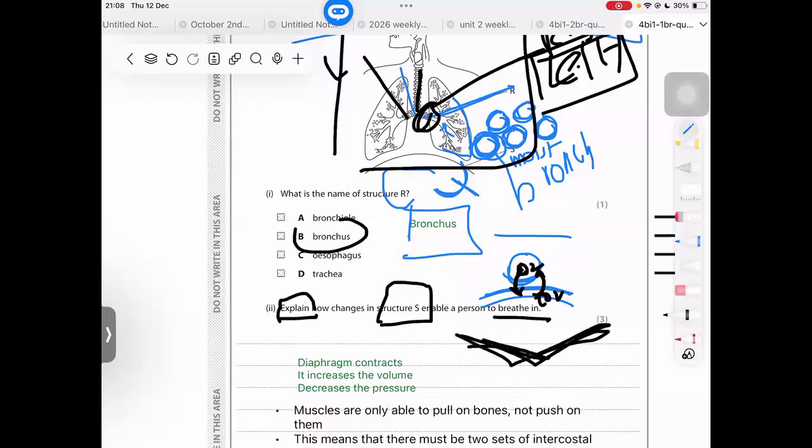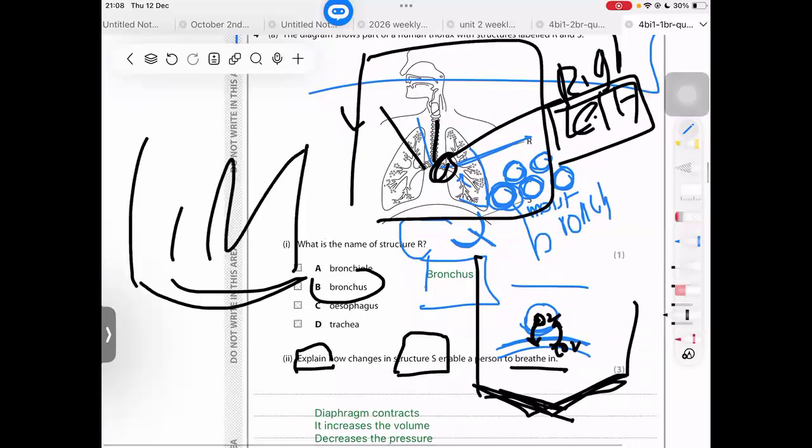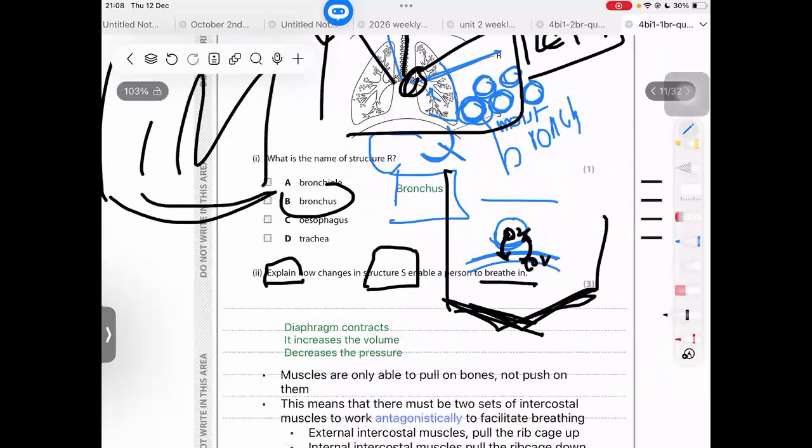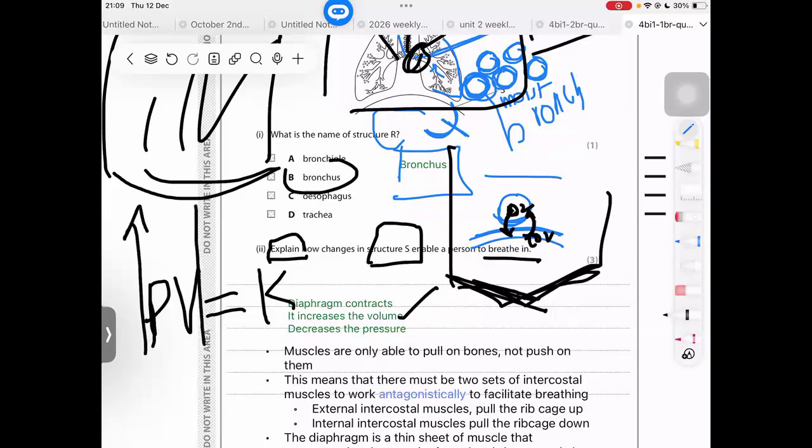When our diaphragm contracts, it increases the volume in our thoracic region. That is one answer. In physics, we have PV equal to a constant, Boyle's law. When pressure increases, volume decreases. So when you increase the volume, the pressure decreases.